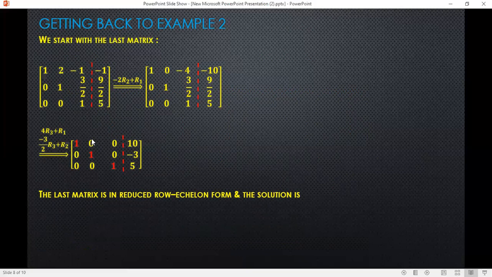This is like the identity matrix. Okay, for this part, I'm talking about this part of the matrix, not all the matrix. Okay, and then we get the answer directly that z equals 5, y equals -3, and x actually equals 10. And this is the same as the answer we got before in the row echelon form by making back substitution. They are the same.